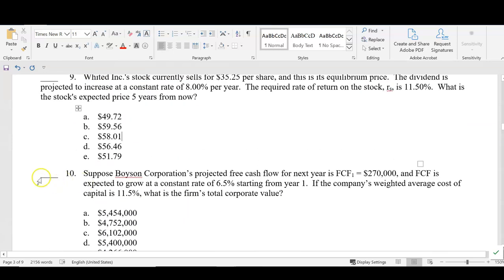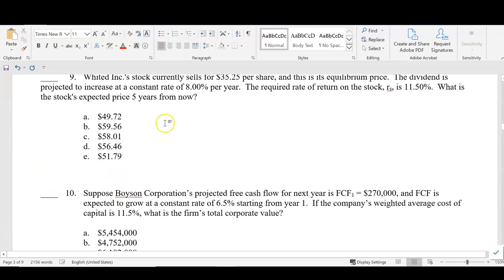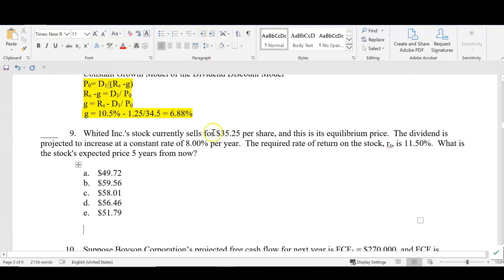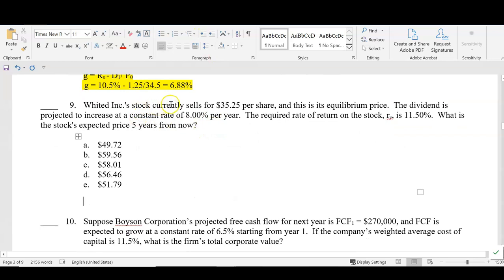Let's come to question 9. This firm has a stock currently selling for 35.25, so we know P0, and it's an equilibrium price. The dividend is gonna increase at a constant rate G of 8%. Required rate of return on the stock, RS, is 11.5%. What is the stock's expected price 5 years from now?